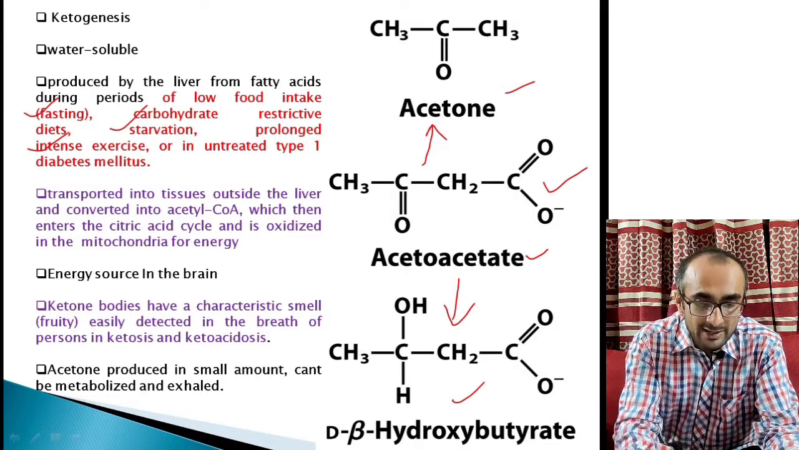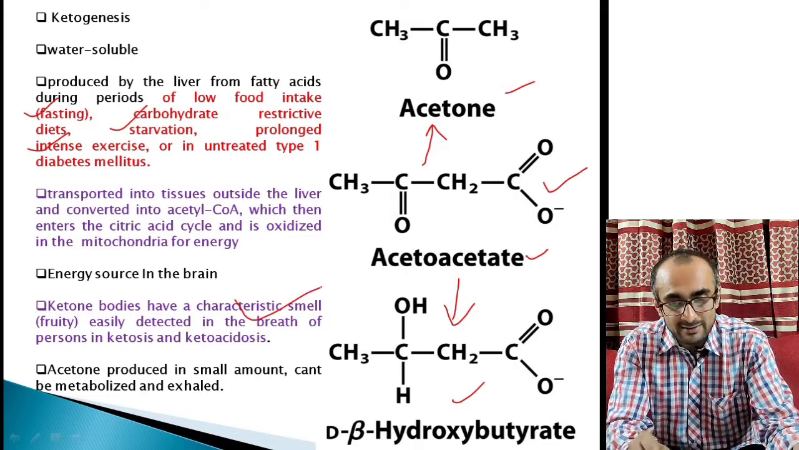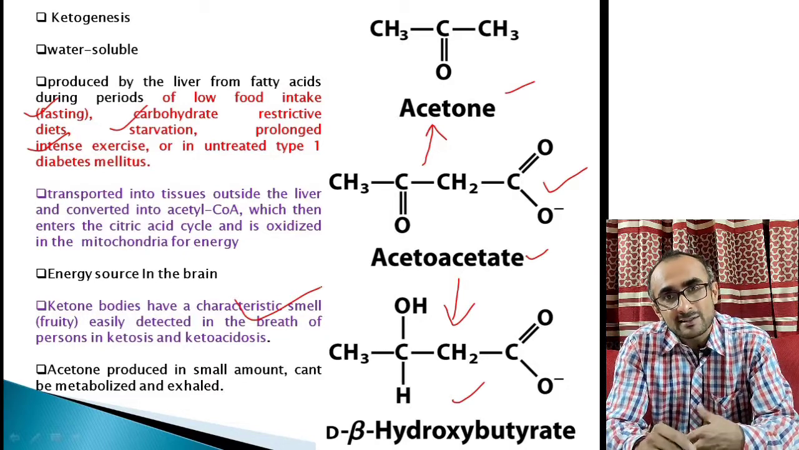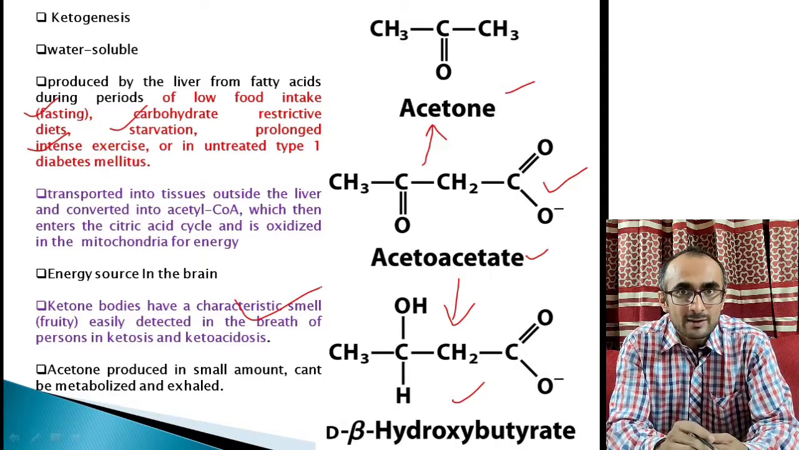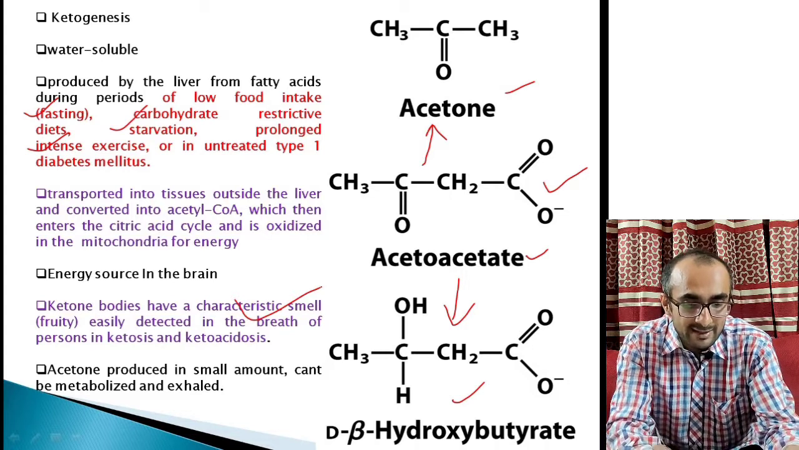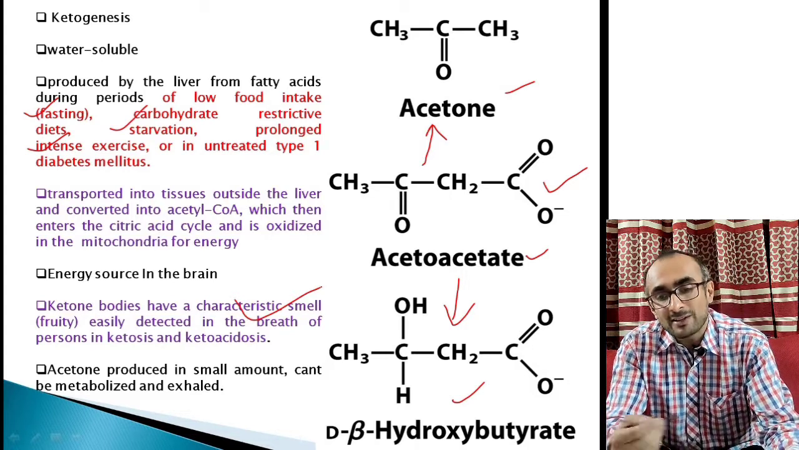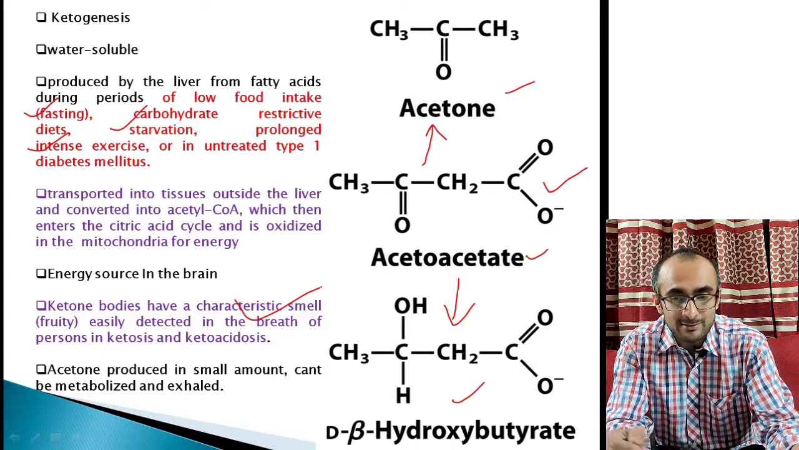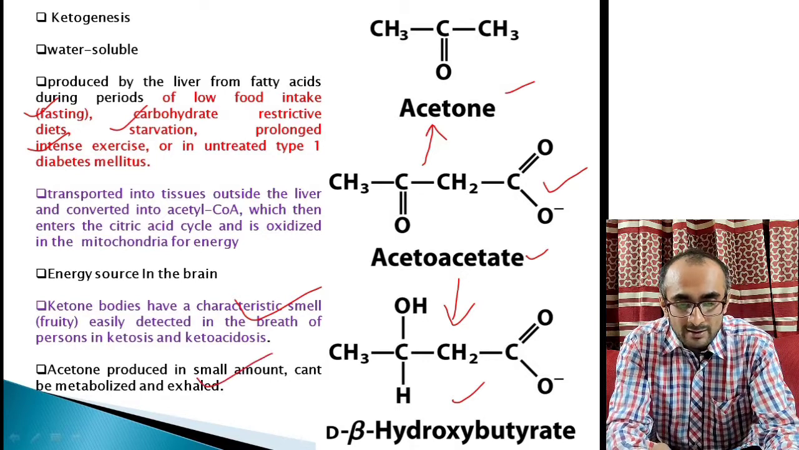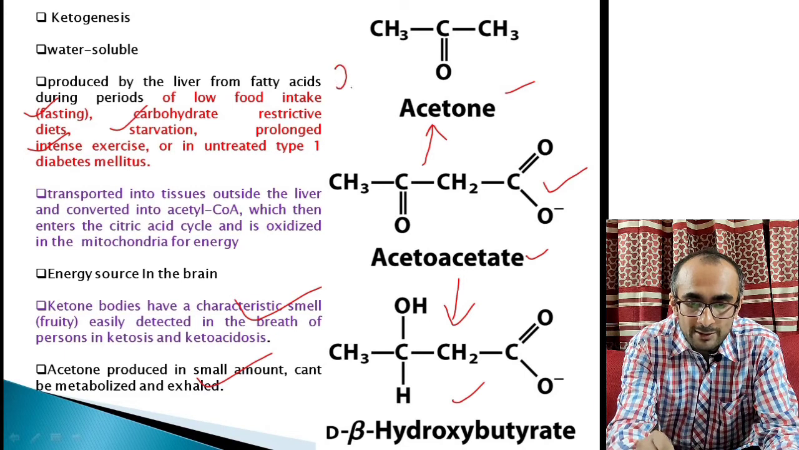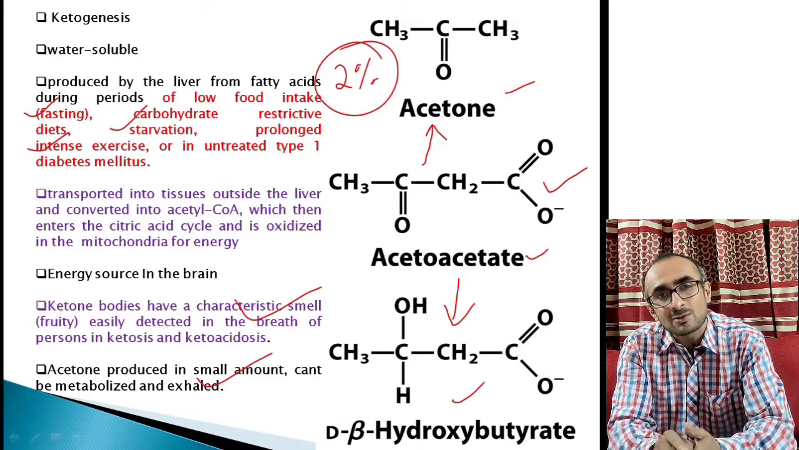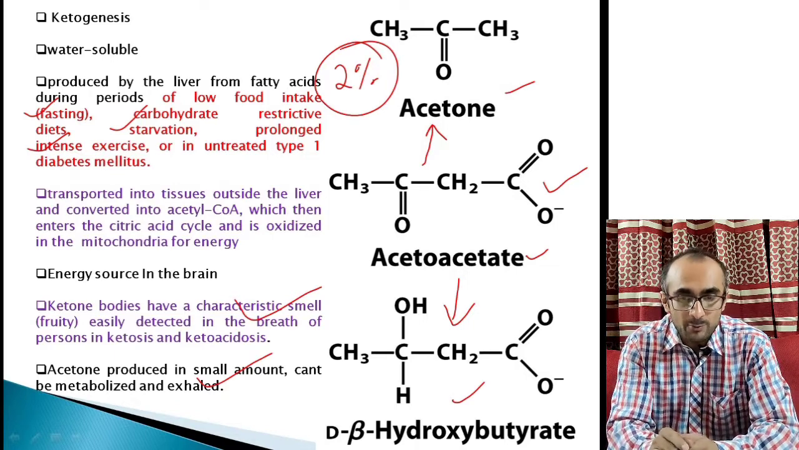These ketone bodies have a characteristic fruity smell. For example, acetone is very volatile also. When ketone bodies are present in high concentration in blood, the breath of the person has a fruity smell, and that's one way of detecting high concentration of ketone bodies in the blood of an individual. Acetone is produced in a small amount, around 2% of all the ketone bodies, and moreover it is volatile, so most of the acetone is evaporated from the body.